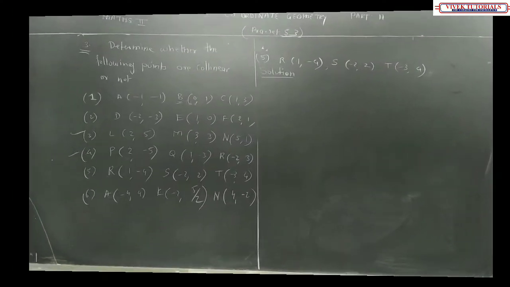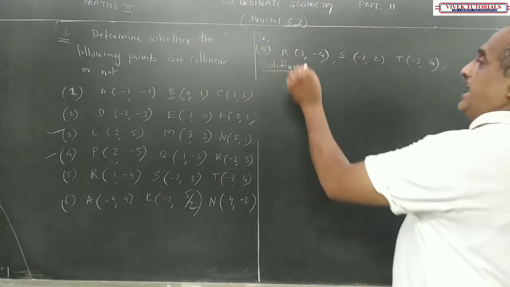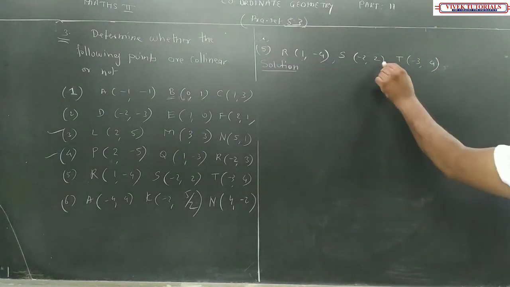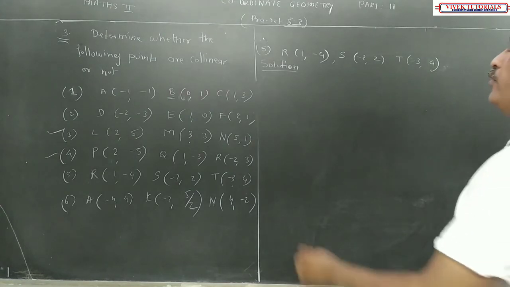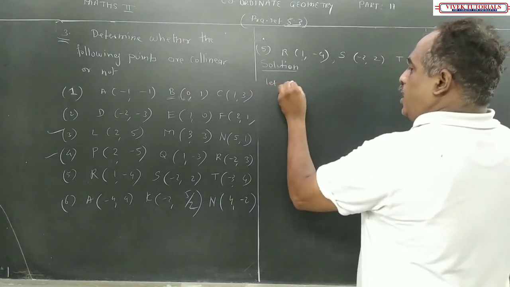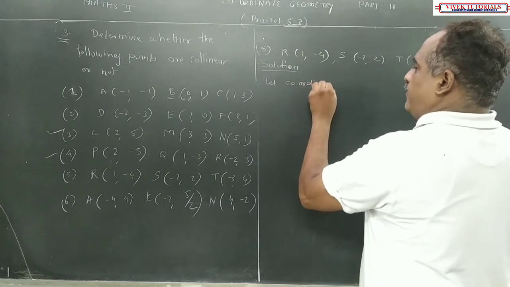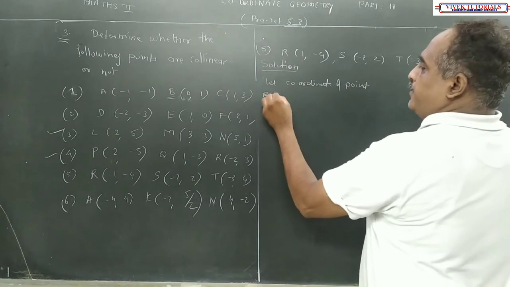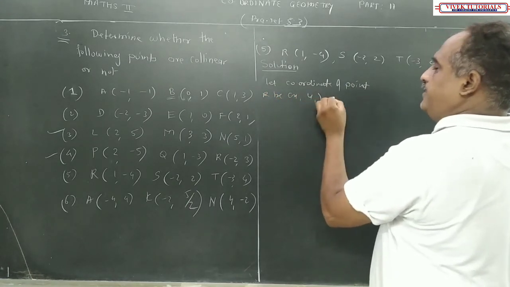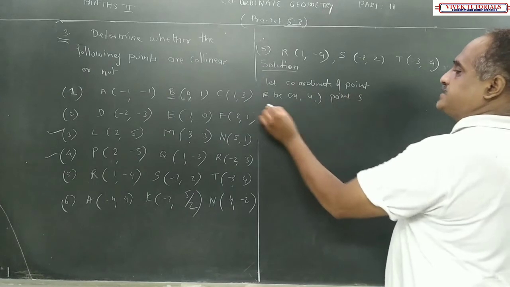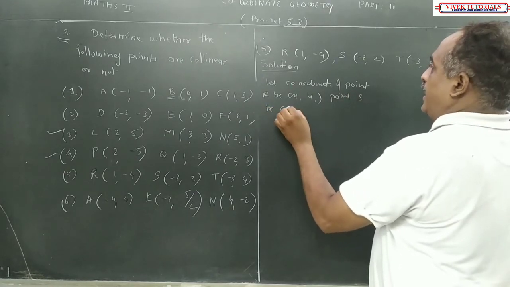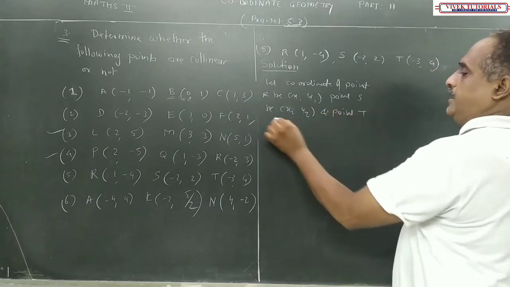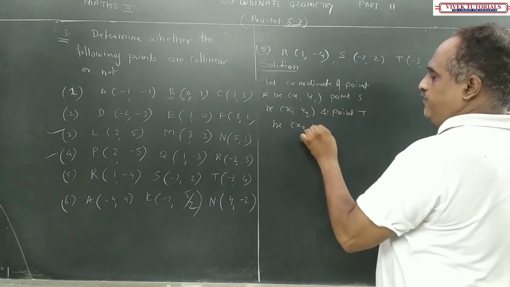Copy it down properly. Now the fifth question: R having coordinate (1, -4), S is (-2, 2) and T is (-3, 4). What I would write is: let the coordinates of point R be (x1, y1), point S be (x2, y2) and point T be (x3, y3).